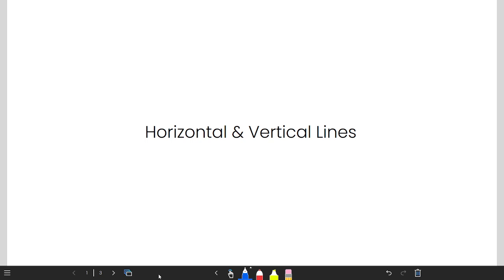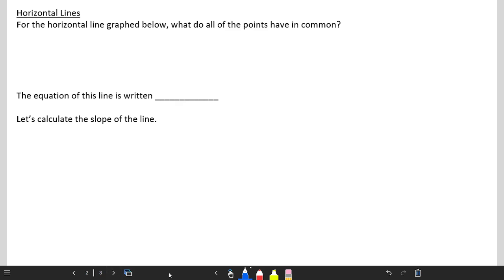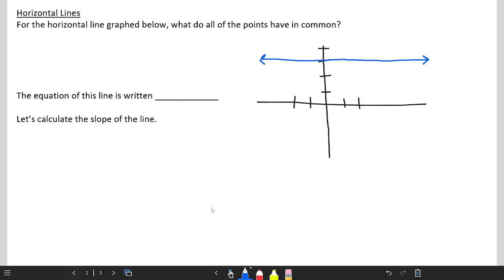In this video, we're going to discuss horizontal and vertical lines. So we'll start with horizontal lines. So here we have this horizontal line.